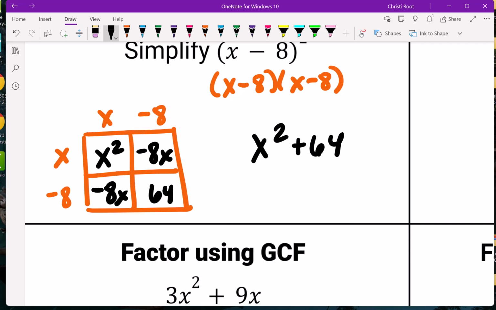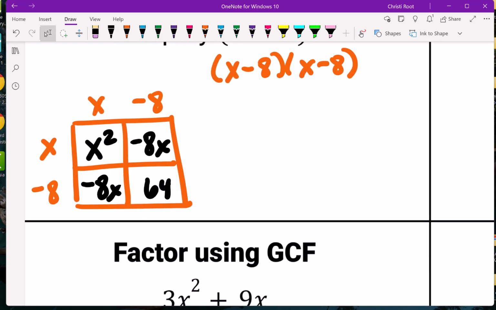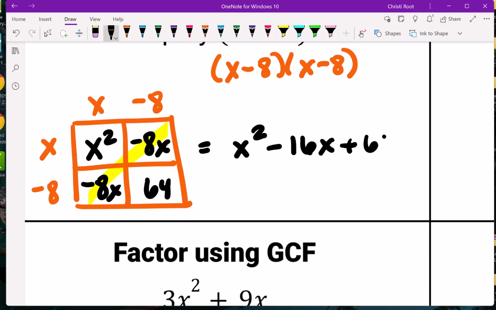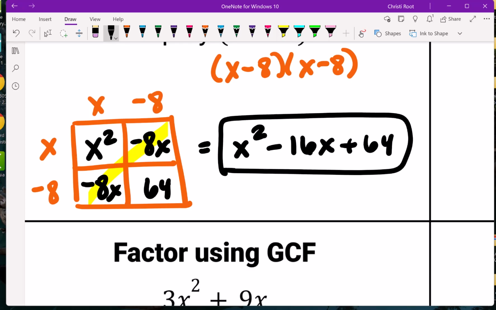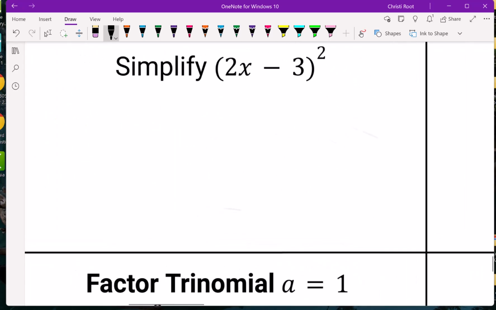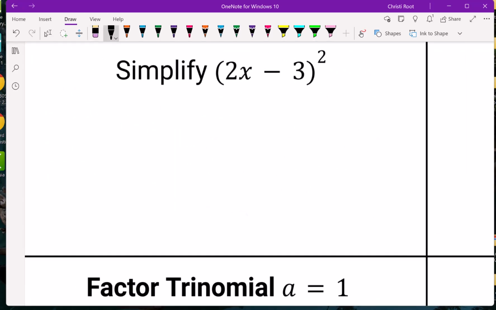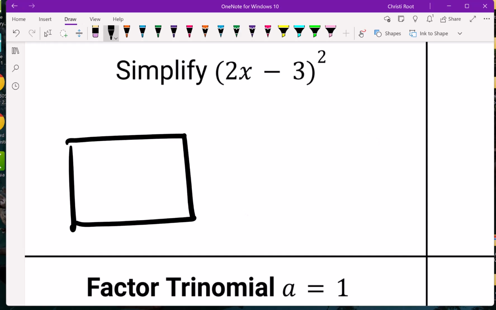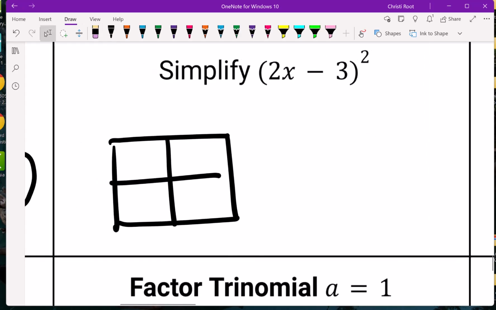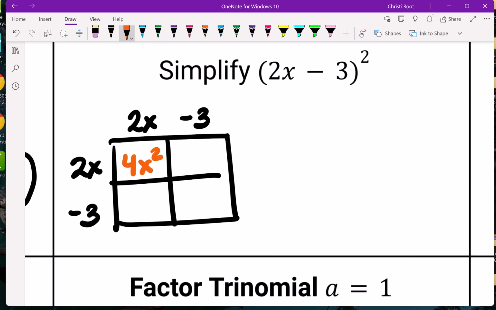Or they might put a plus sign or whatever, I don't know. But if you look at your 2 by 2 model, you have a diagonal that does not cancel out. So the answer is going to be x squared minus 16x plus 64. Okay, let's do the second one. So now that you know what to do, you can go ahead and start out 2x minus 3 and 2x minus 3. Okay, and then just multiply it out.